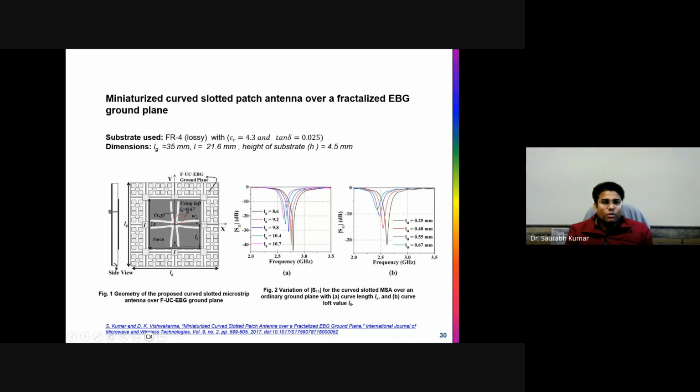One can say, why have you just curved it in this direction? Why not take your slot somewhere here in the center? I will not be able to find my feed point if I do that. So that is why it is curved like this.